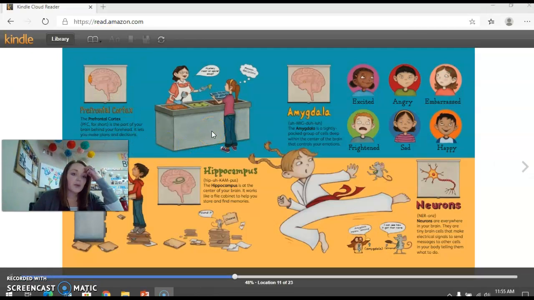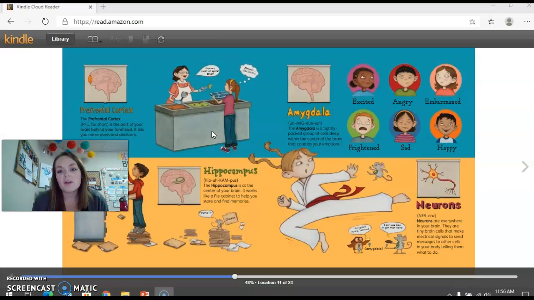The prefrontal cortex is the part of your brain behind your forehead. It lets you make plans and decisions. The hippocampus is at the center of your brain. It works like a filing cabinet to help you store and find memories.